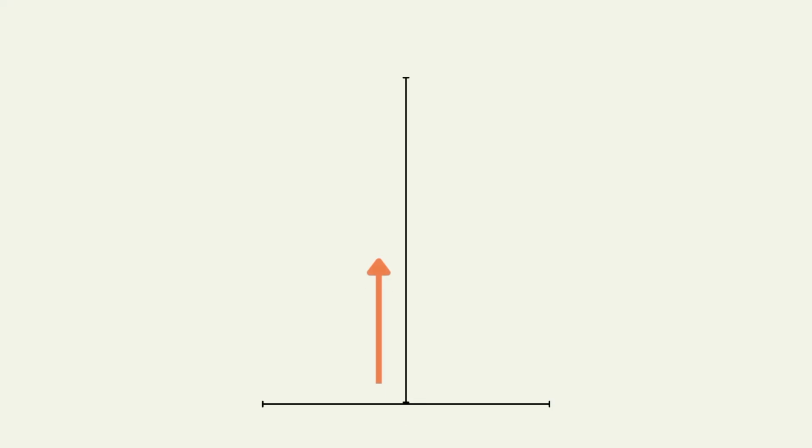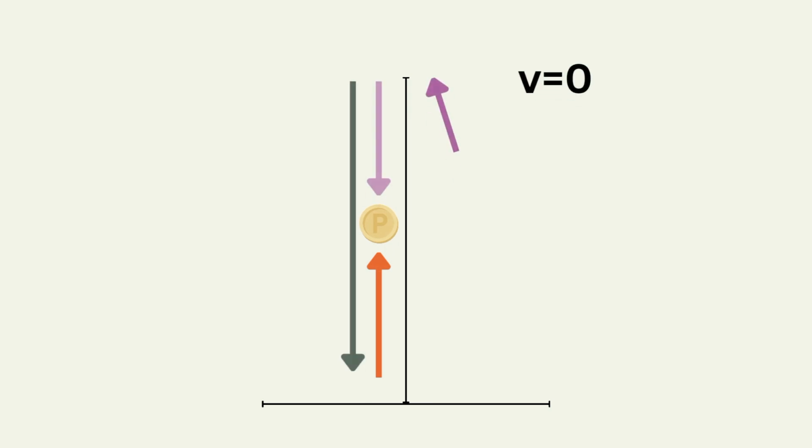Here's a simple diagram of what's happening. The coin leaves my hand with an upward velocity. Gravity acts in the opposite direction, slowing it down. At the peak, velocity is zero. Then the coin accelerates downward until it returns to my hand or the ground. This shows the two parts of projectile motion: upward motion and downward motion.